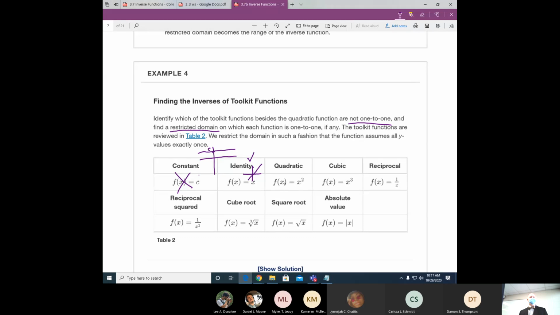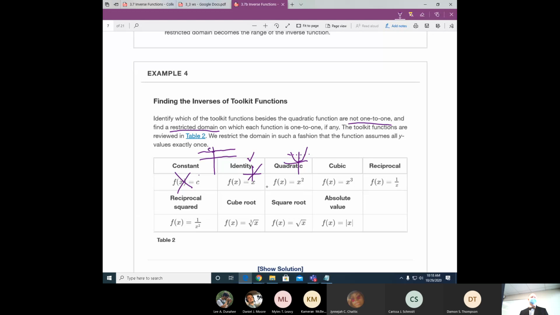Quadratic, is it 1 to 1? Looks like this. Uh-oh, fails a horizontal line test. I can get the same value for a negative x. Negative 1 squared gives me 1. 1 squared gives me 1. So it's not 1 to 1 unless I decide we're only going to define that for positive x.